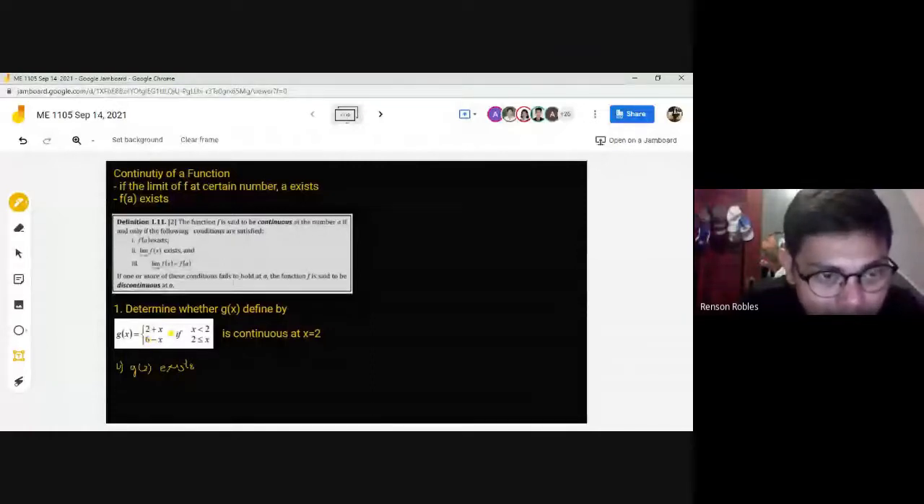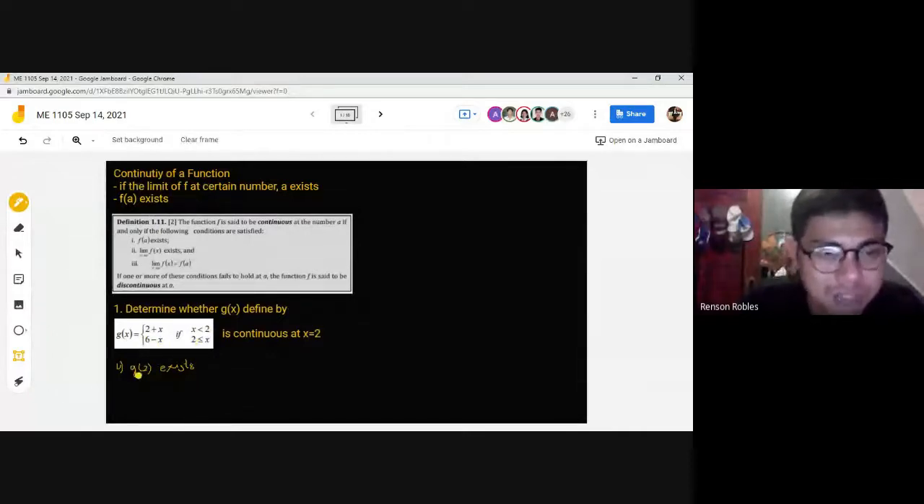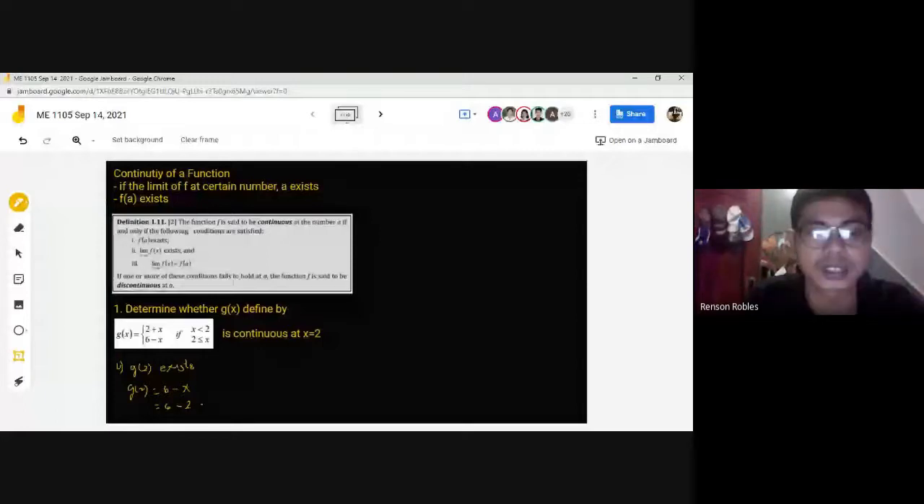g of x is 2 plus x if x is less than 2, and 6 minus x if x is greater than or equal to 2. If x is 2, then g of 2 is equal to 6 minus 2. So 6 minus x is the equation to be used. So that's 6 minus 2, and that is equal to 4. So this is our g of 2, and this exists. Okay? So g of 2 exists.